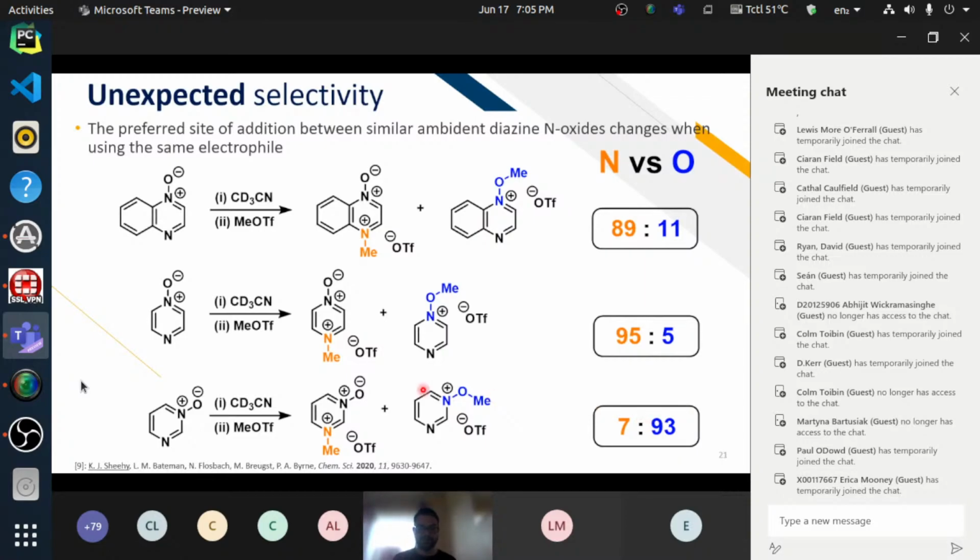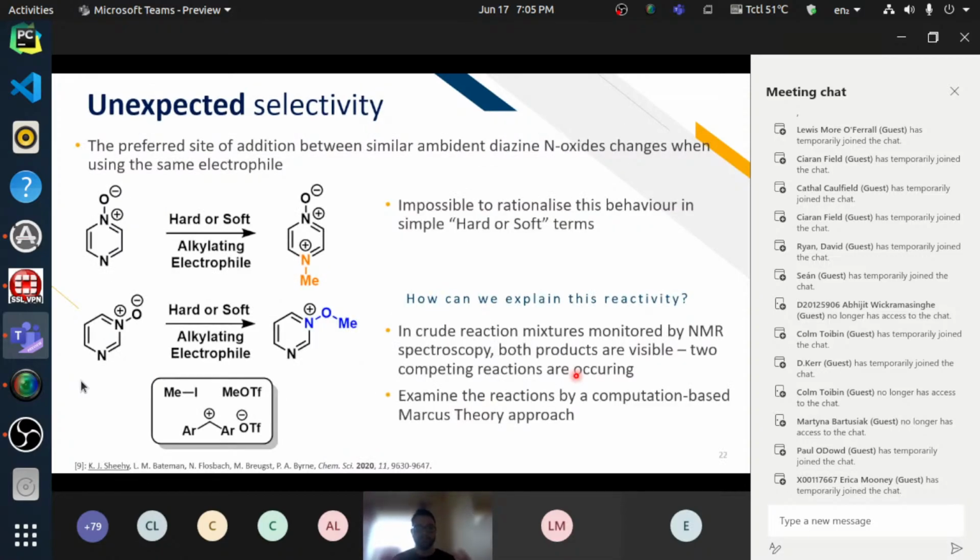So this is just such a really nice result. It just perfectly encapsulates what we're trying to say. Between these two very similar ambident nucleophiles, you get a complete inversion of the regioselectivity, and it's just not something you can really expect. At the risk of repeating myself, you can't really predict this using hard-soft acid-base theory. So we had to again turn to our collaborator, Dr. Martin Breutz, to run some calculations on these reactions using methyl triflate to see if the calculations gave us an idea of what's going on.